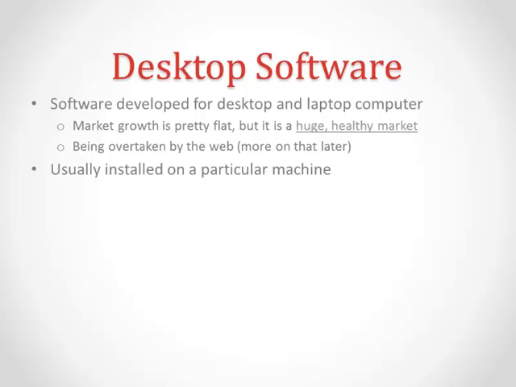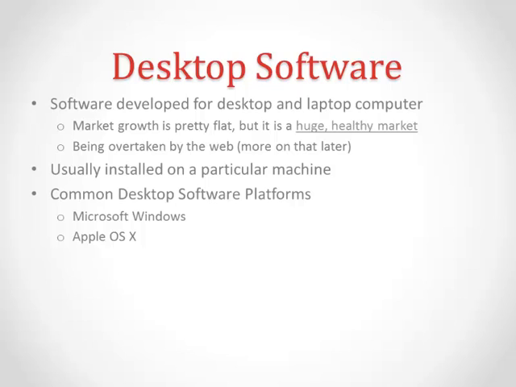Desktop software is usually installed on a particular machine, and there's several common desktop software platforms. Microsoft Windows is by far the largest, with about 93% of the market. Apple OS X hovers right around 6% of the market, and Linux is right around 2% of the market at any given time. And it fluctuates, maybe a point here, a point there, but never forget that Windows is by far dominating the global software market for desktops.